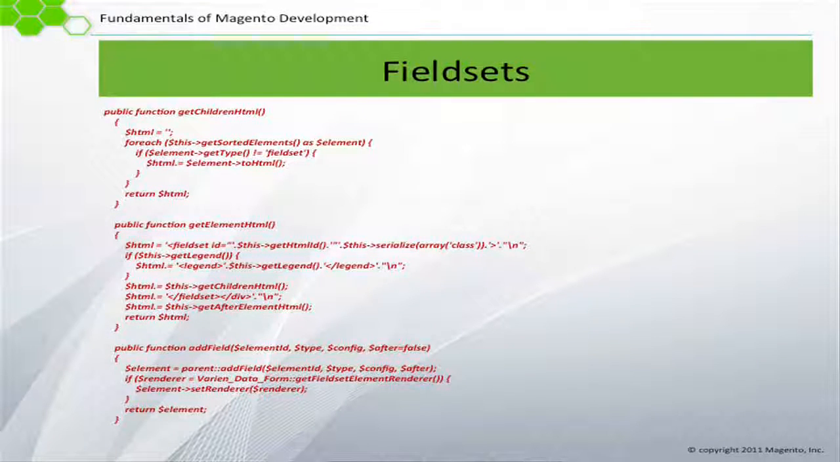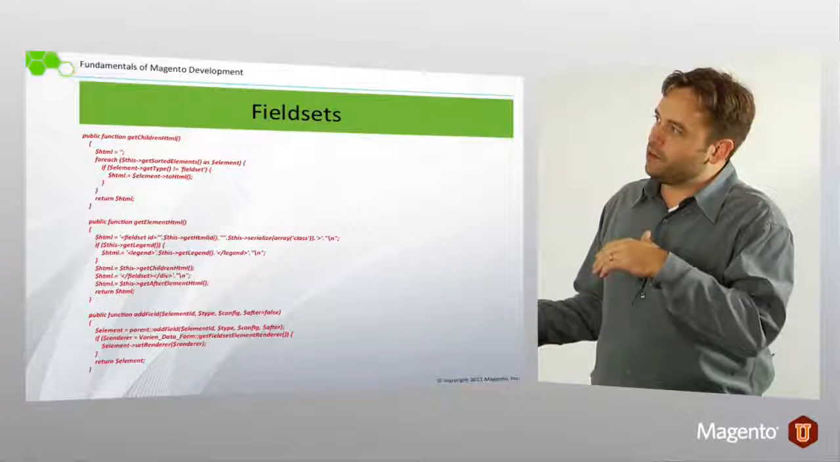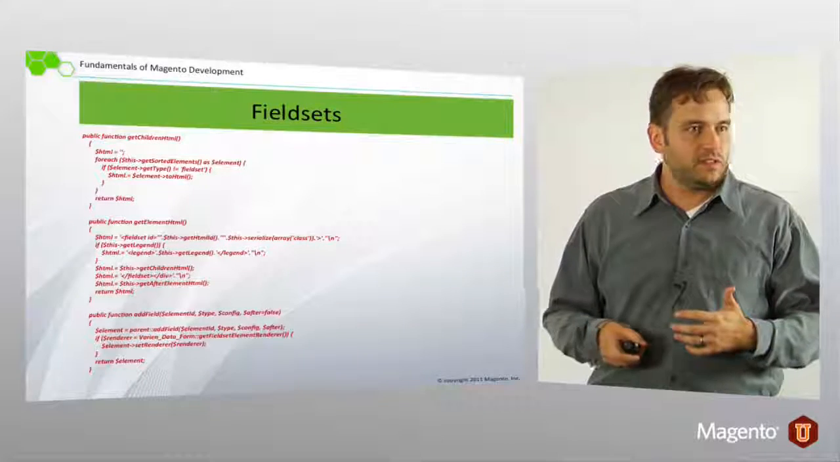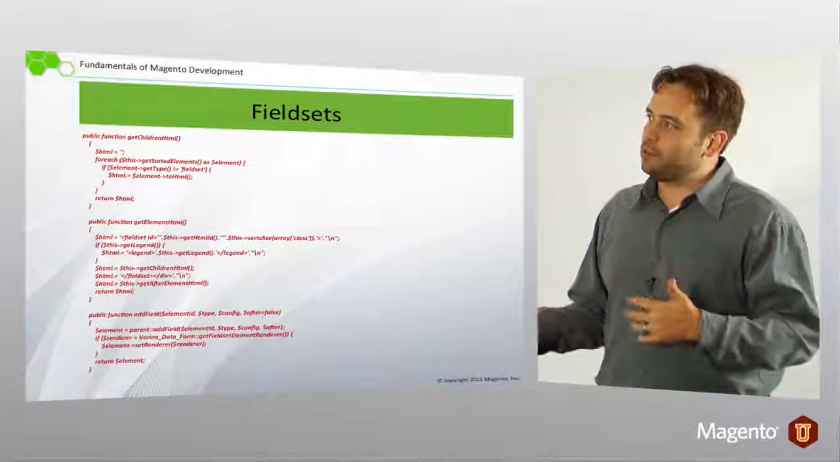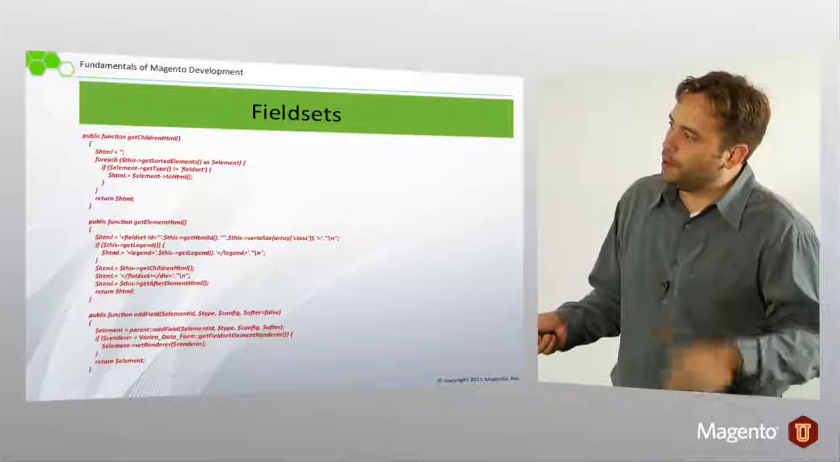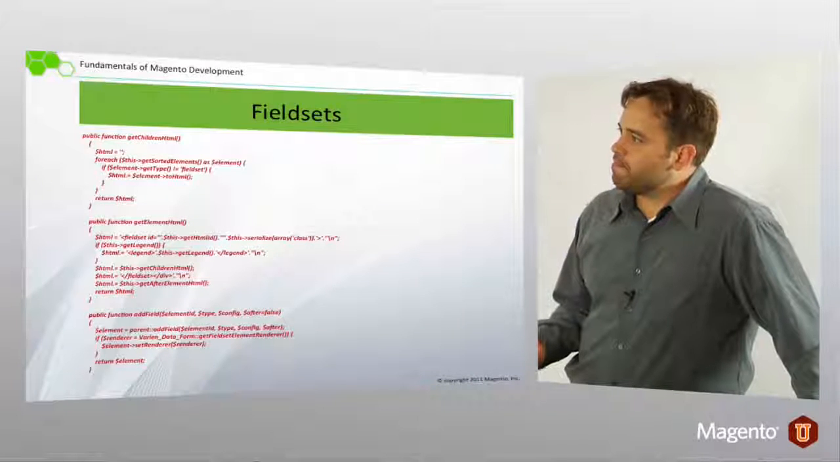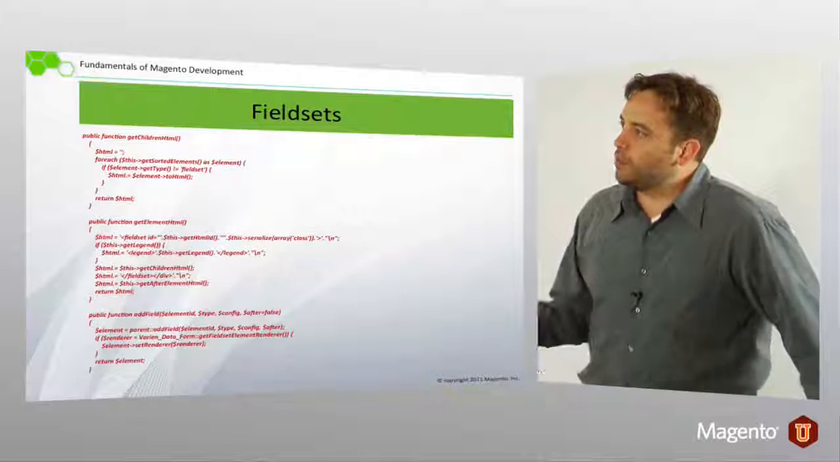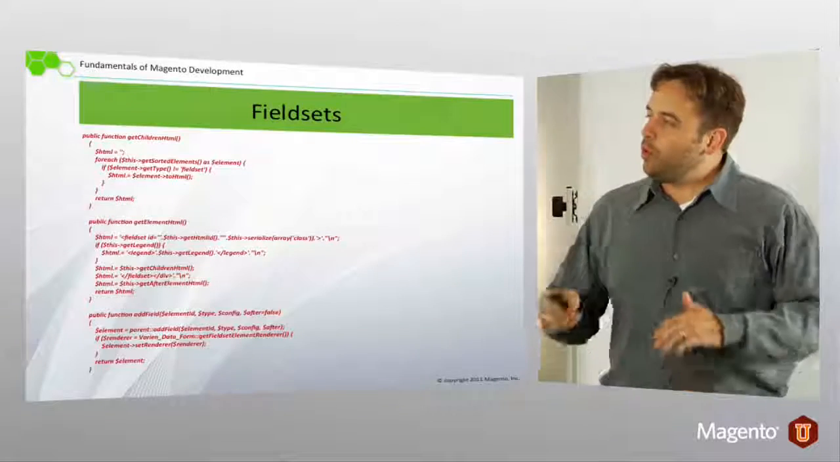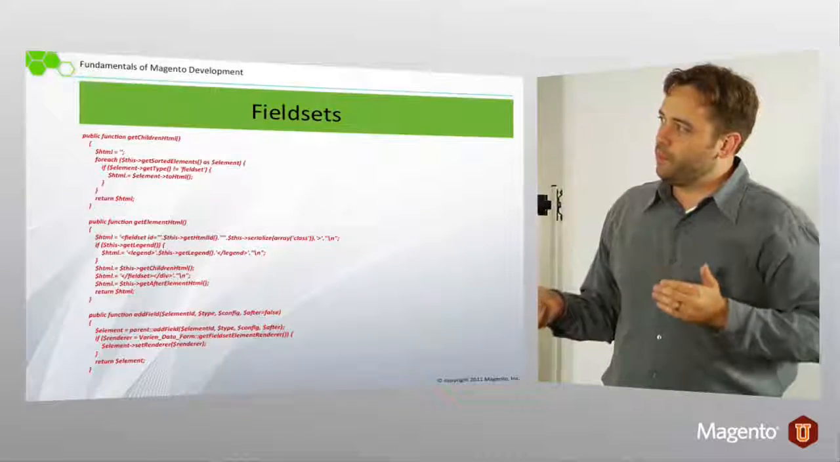All right, field sets. Well, what are field sets? Of course, they are containers for fields. So, what would I like to discuss in here? So, get children HTML, sorted elements. So, what we have to do is define some element types in order to add fields to our field set. So, let's see. A couple of things to point out here. So, for a field set, there's a very handy thing.